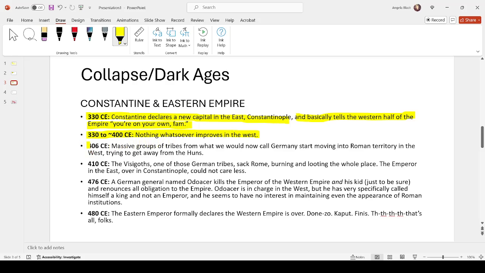Then, starting in 406, we have massive groups of tribes from what we would now call Germany start moving into Roman territory in the west, trying to get away from the Huns. Okay, let's talk about that just a bit.